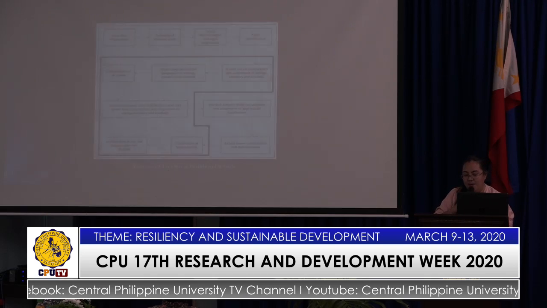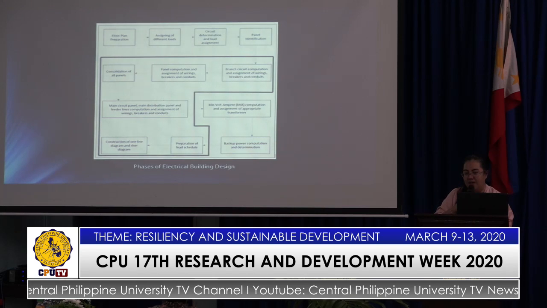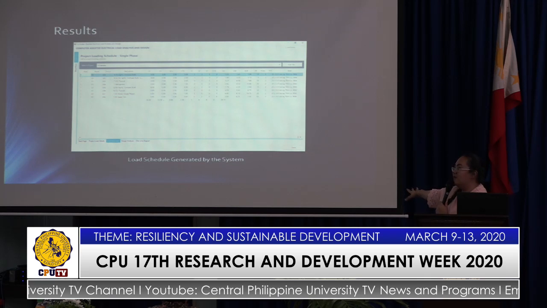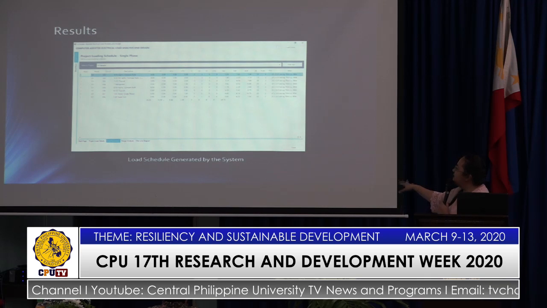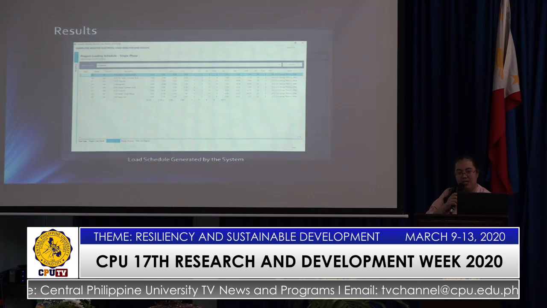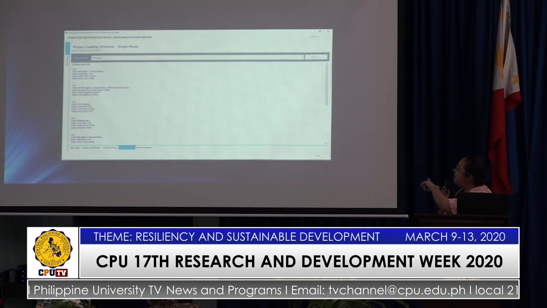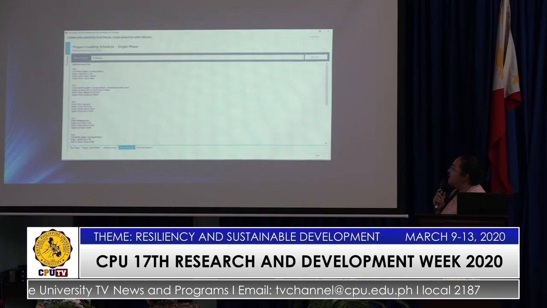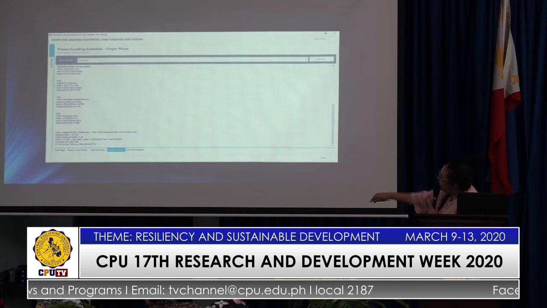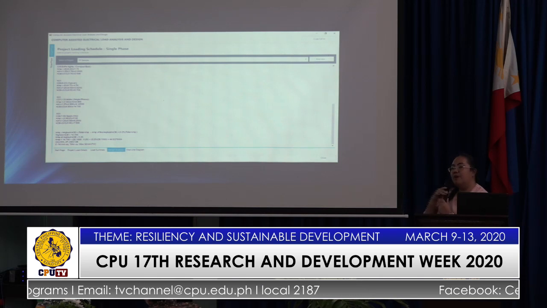Okay, so now this is the result of my developed system. This is the load schedule. This is now the generated design analysis. And then we have the computation for the main circuit breaker, or the MCB.